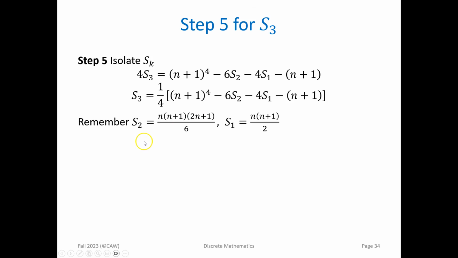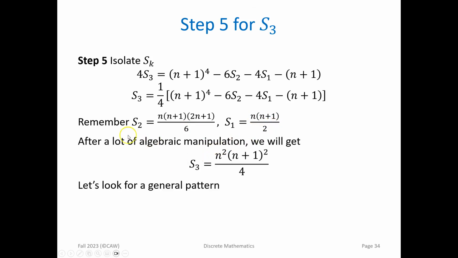I'm just going to tell you that you can remember that s sub 2 and s sub 1 can be substituted with explicit formulas. We just calculated these. s sub 2 is n times the quantity n plus 1 times the quantity 2n plus 1, all divided by 6. s sub 1 is n times the quantity n plus 1 divided by 2. Again, I'm not going to do the algebra, and after a lot of it, we're going to get this equation. s sub 3 is equal to n squared times n plus 1 squared divided by 4.